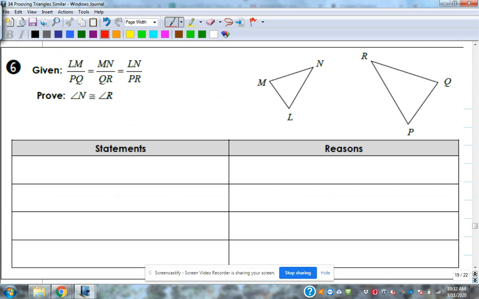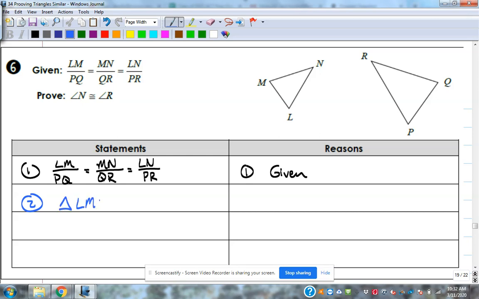All right, let's try 6. Anybody get that one? I got 2 parts of it. You got the given. And I think I got something else, but I'm not sure. All right, so let's get the given written in there. Hopefully everybody got that. Okay, and then I did triangle LMN is similar to triangle PQR by side, to do that.